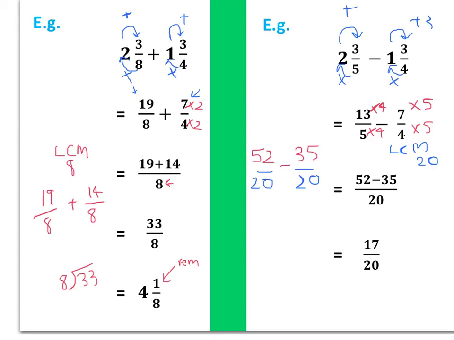Next step, keep the denominator the same, 20. 52 minus 35 is 17. And then if you could, you would simplify that one, but this one now is fine, so we just leave that one as it is, 17 over 20.